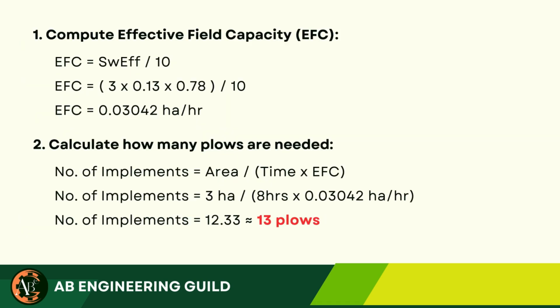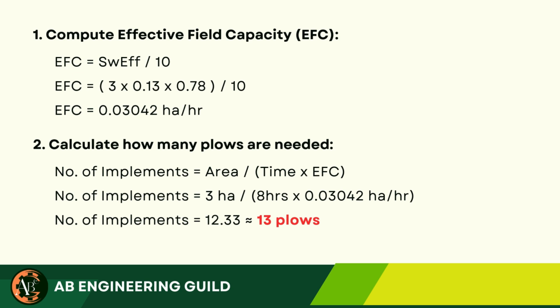First, we calculate the effective field capacity of one plow. This tells us how much land one plow can cover per hour, factoring in real-world losses like overlaps, turns, and rest periods. The formula is, effective field capacity equals speed multiplied by width multiplied by field efficiency, divided by 10. Substituting the values, we get 3 kilometers per hour times 0.13 meters times 0.78, divided by 10. That gives us approximately 0.03042 hectares per hour. If we didn't account for field efficiency, we'd overestimate the plow's productivity.